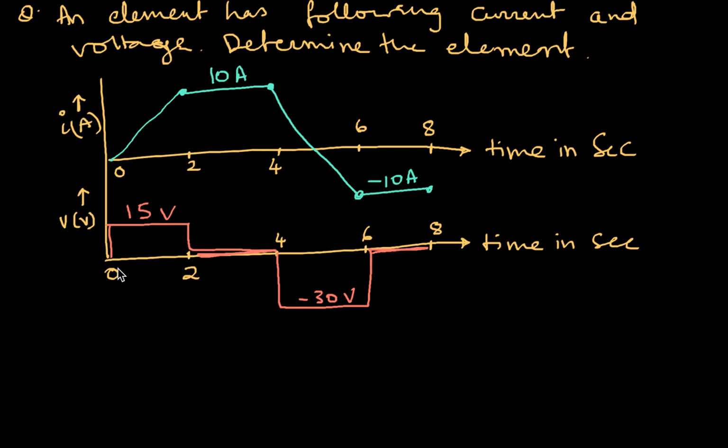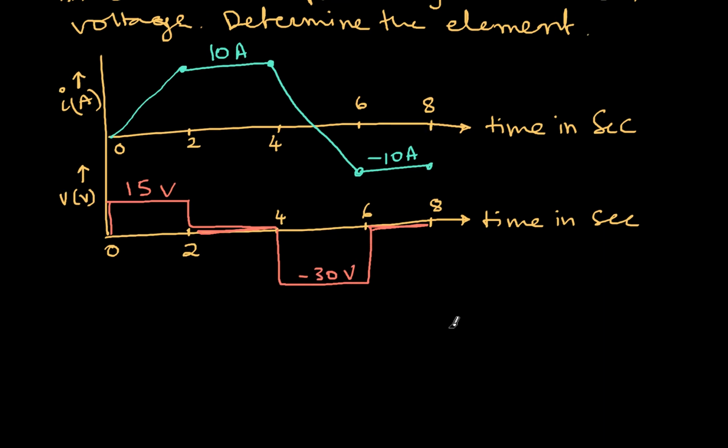Now, on the other hand, it is found that the voltage was plus 15 volts between 0 to 2, and then the voltage is 0 between 2 to 4, and then again the voltage is minus 30 between 4 to 6 and so on. Now if you notice, whenever the current is constant, the voltage is not there. Whenever the current is changing, there is some voltage. So this looks like an inductance.